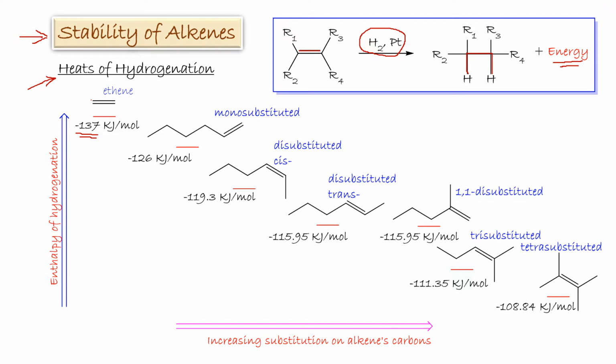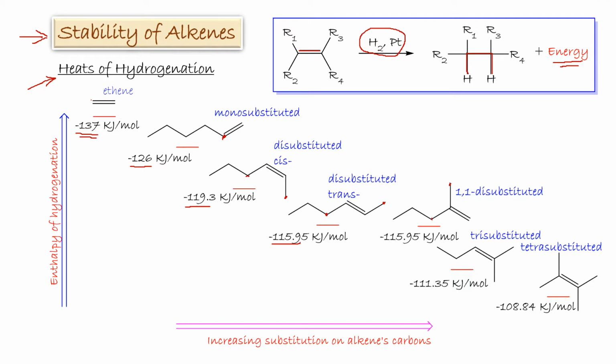For the ethene it is 137 kilojoule per mole. For the mono substituted, like here in 1-hexene, release 126 kilojoule per mole. For the disubstituted in cis configuration, that's 119.3 kilojoule. Disubstituted in trans configuration, it's minus 115.95 kilojoule.